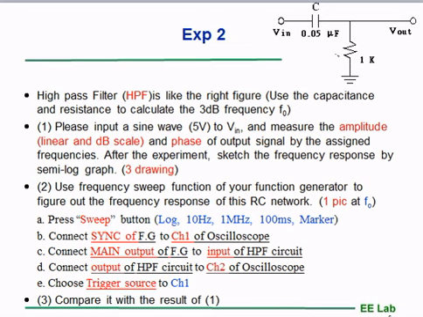For the second part of this experiment, use the frequency sweep function in the function generator. Set it to log scale. Starting frequency is 10 Hz. Ending frequency is 1 million Hz, with sweeping time 100 milliseconds and with the marker option. Then connect the function generator to the circuit with the configuration written below.